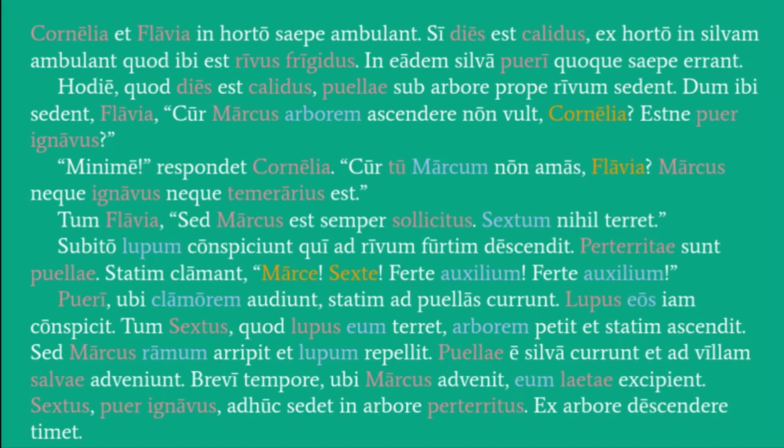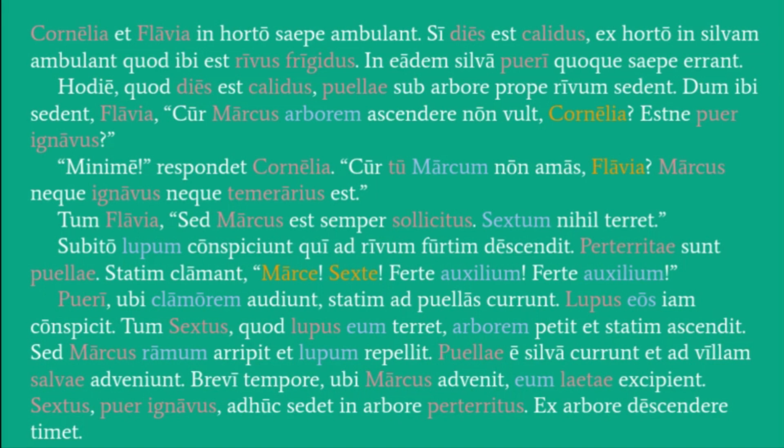So now we can come back to the story and start translating it. So the first line, you have Cornelia et Flavia in horto saepe ambulant. Cornelia and Flavia, that's our subject, right? What are they doing? Ambulant, they're walking. In horto means in the garden, and saepe means often.